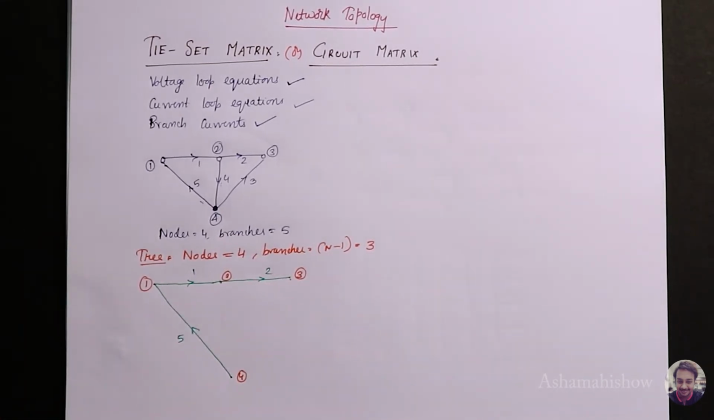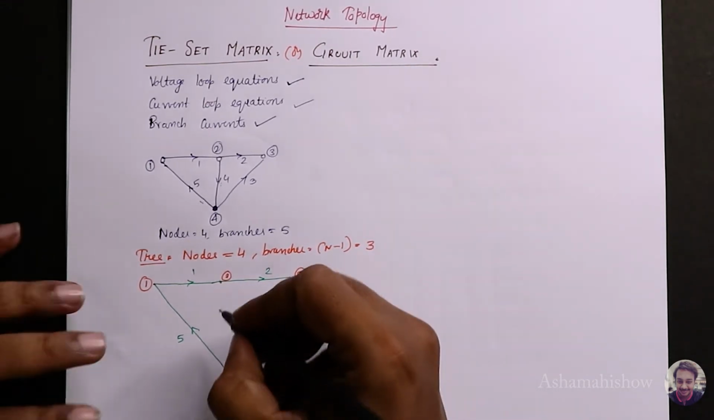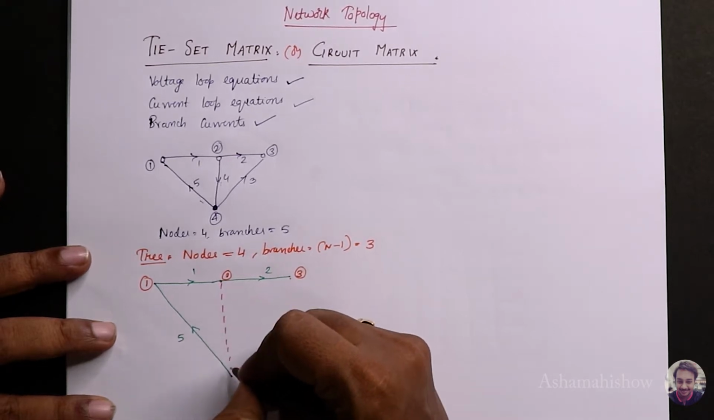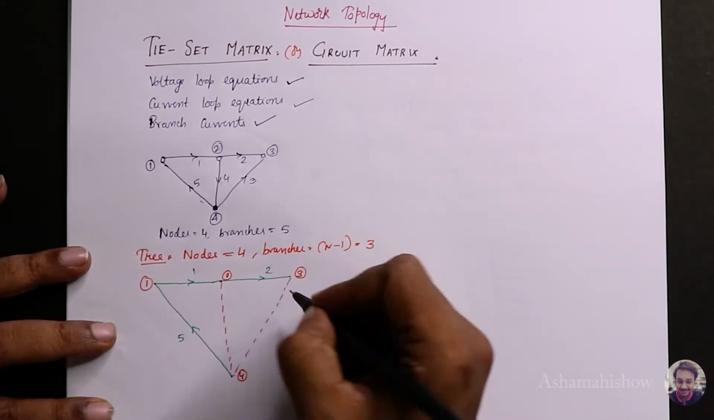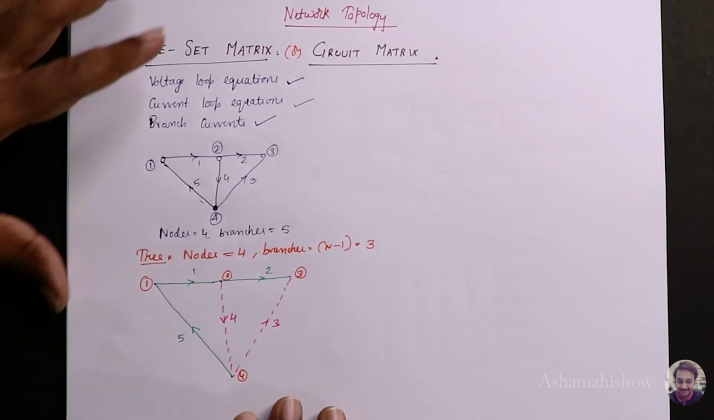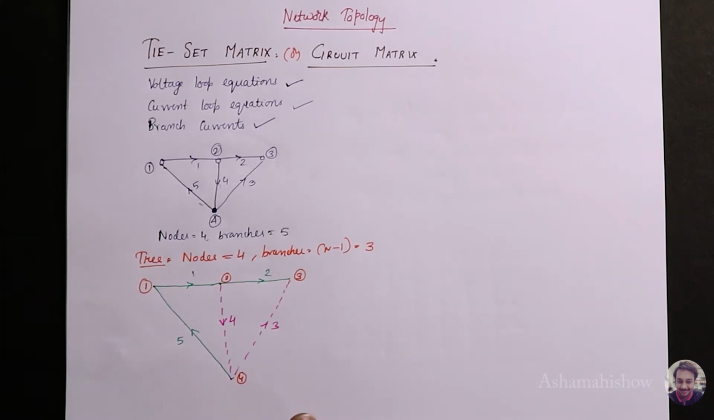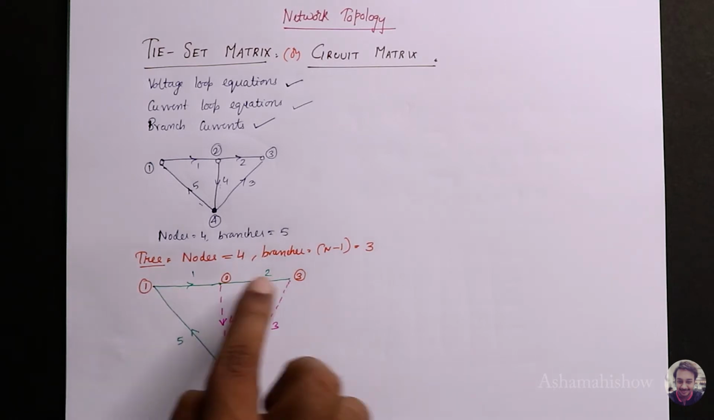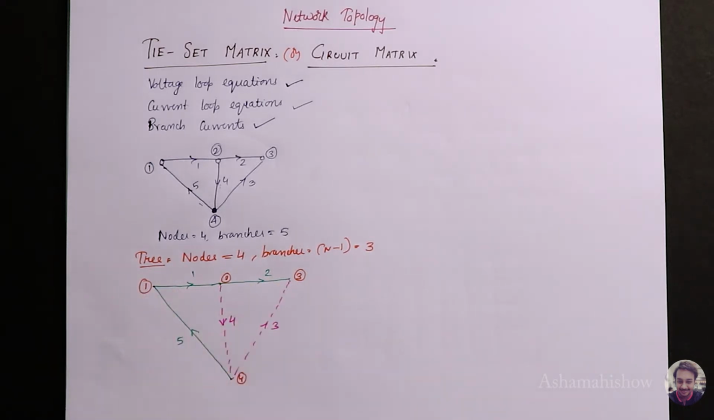Then what about the remaining branches? We have this branch also, 4 and 3, and we will draw those too. This is 4 and this is 3. I'll draw them with dotted lines, and those are called links. So our tree is this one, and the dotted lines are not part of the tree, but they are present in the graph. This is how you take a tree out of the graph.